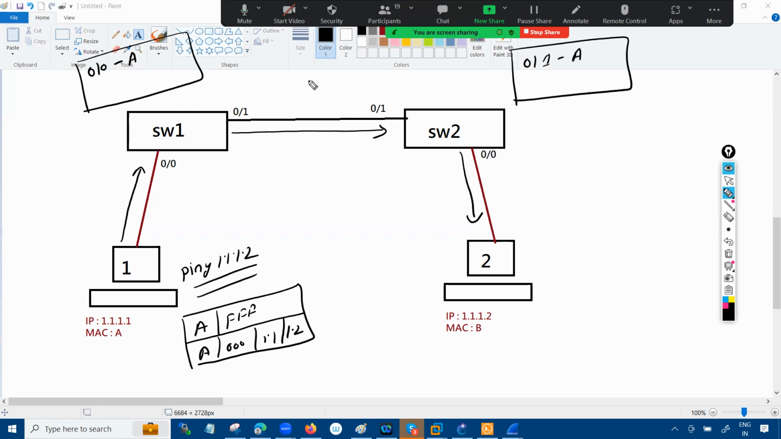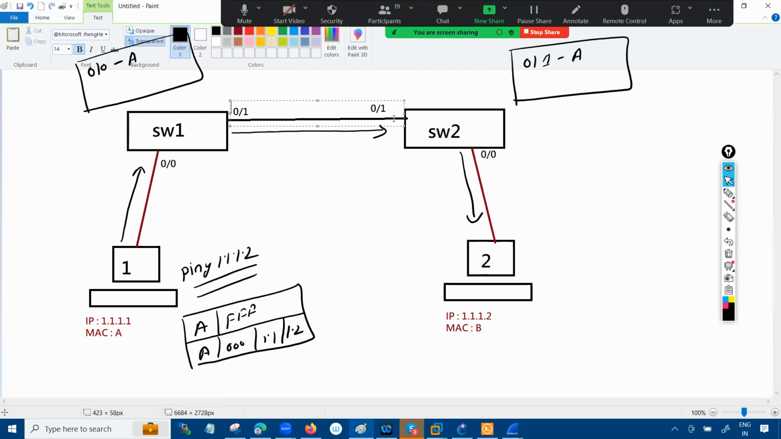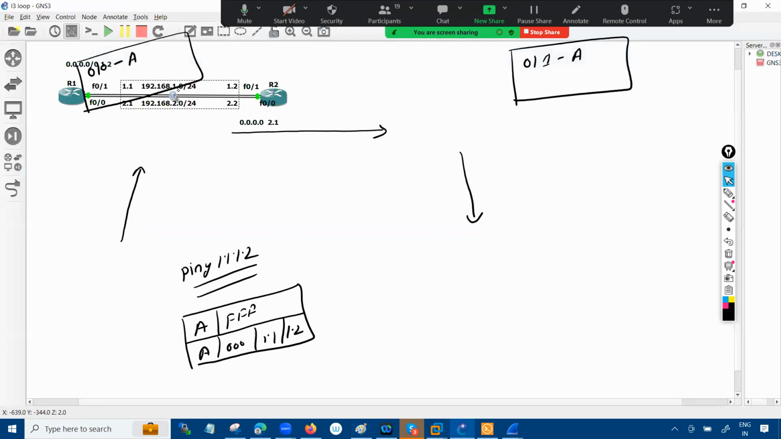Do you see any loop right now, guys? No, there is no loop, because we just have a single link. That's why we don't have a loop in the network. If you see my layer 3 topology, I manually created the loop there. I added two links over there. On a single link, there will be no loop.